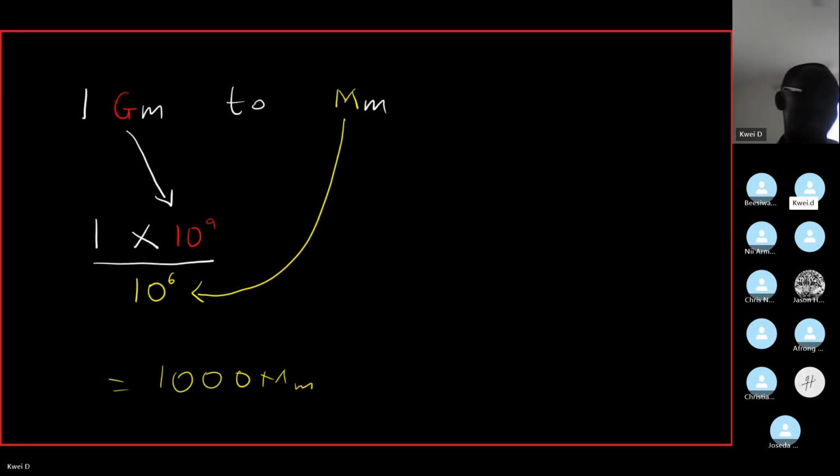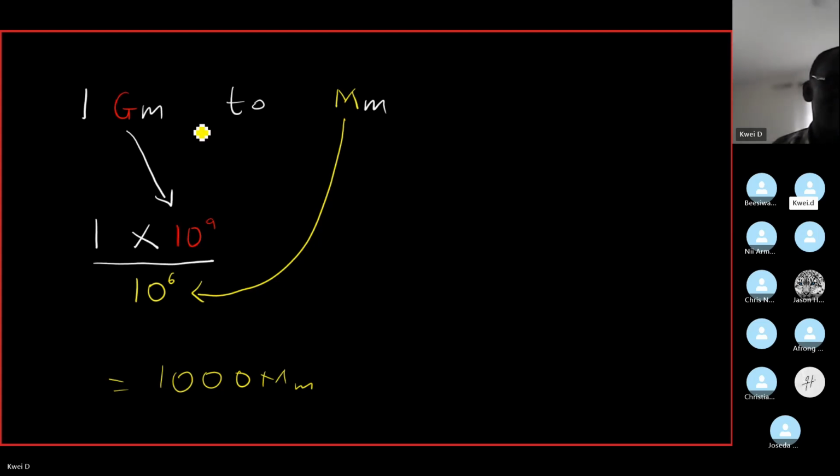So that's a simple trick. Multiply by the prefix attached to it, and then divide by the prefix you are converting to. So you don't have to think too much. Multiply by the prefix attached to it, then divide by the prefix you are converting to. And then you get it in that form. Okay, so keep that in mind.